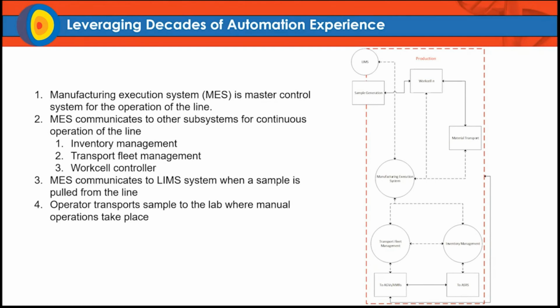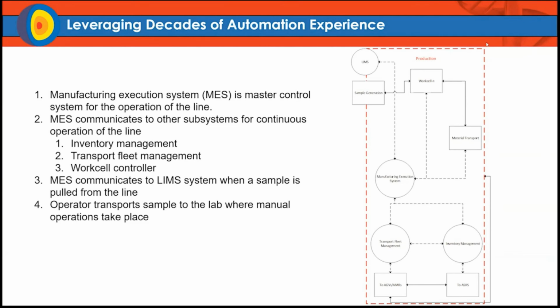At the heart of the manufacturing line, you have a manufacturing execution system. The responsibility of the MES is to communicate with all the different types of systems and equipment that are responsible for keeping the line running. This means that the MES, in one way or another, needs to be able to communicate its needs for material to an inventory management system that is then connected to an automated storage and retrieval system. And the MES also needs to be able to communicate in some way to a transport fleet manager so that it can transport that material from the ASRS to the manufacturing line.